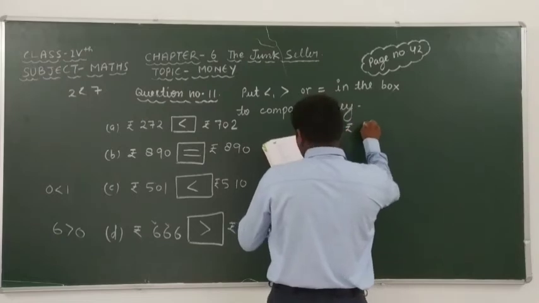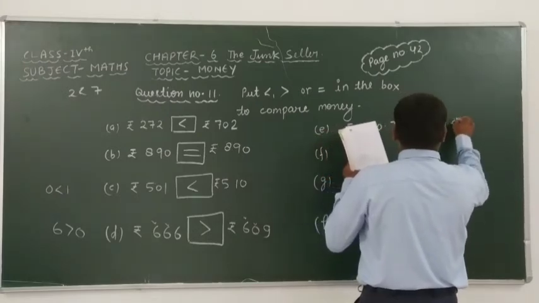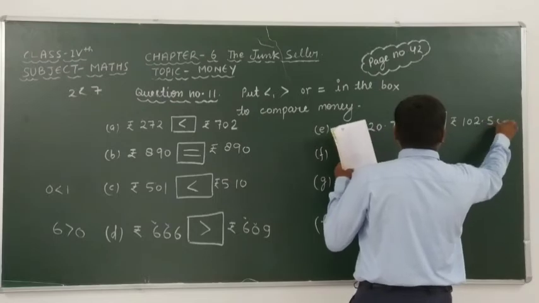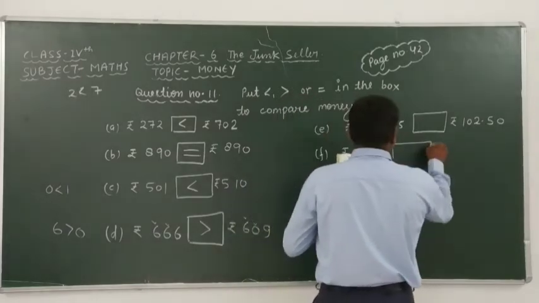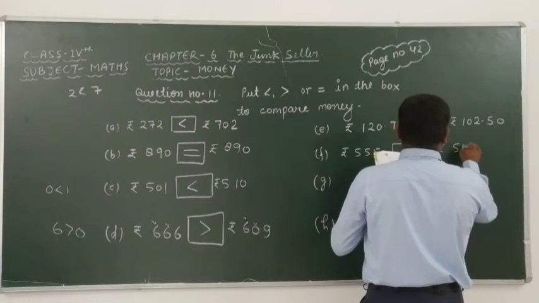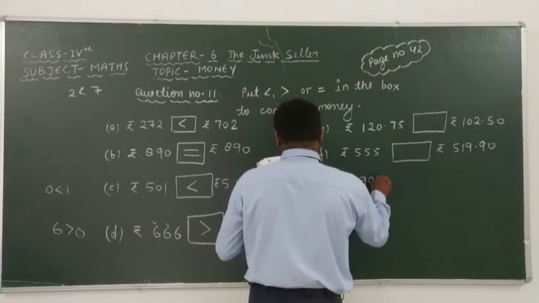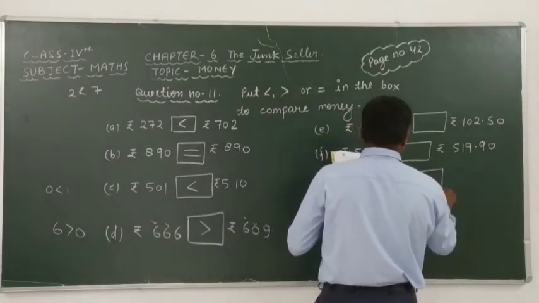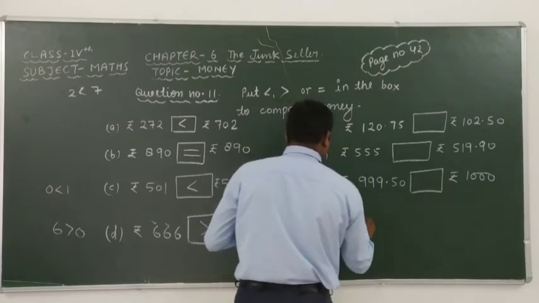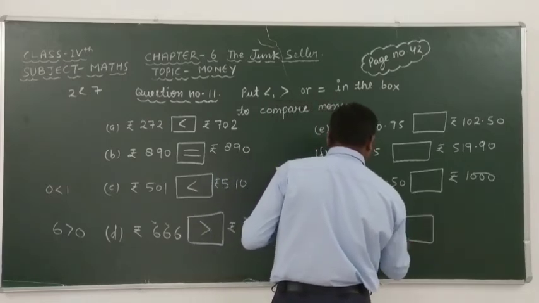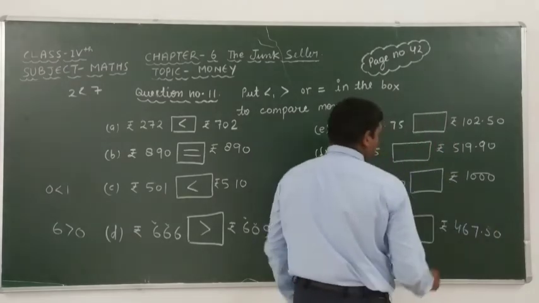Okay, students, similarly question number E is rupees 120.75 box rupees 102.50, rupees 555 box rupees 519.90, rupees 999.50 box rupees 1000, rupees 470 box rupees 467.50. Okay.